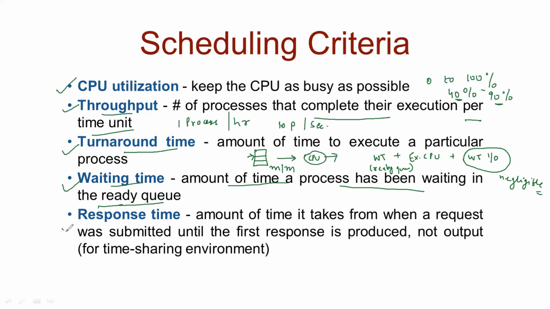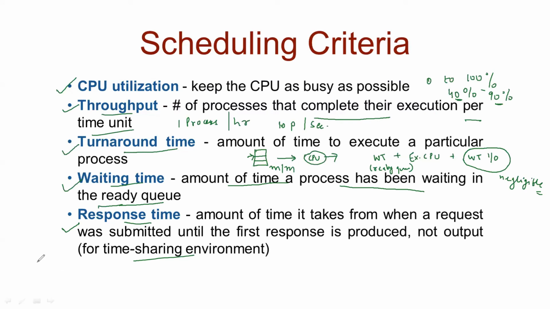Next is response time. In an interactive system or time sharing environment, turnaround time may not be the best criterion because it gives us only the time when the process was submitted and the time when it was completed. Response time is the time when a process produces its first response. That might not be the complete output, but it can be the first response produced. That measure is known as response time.